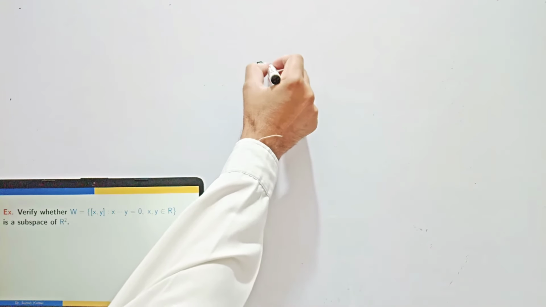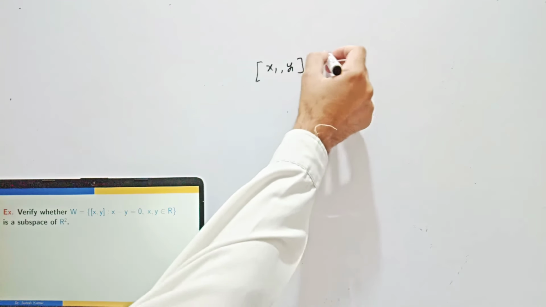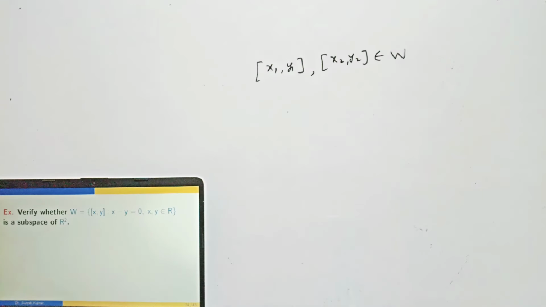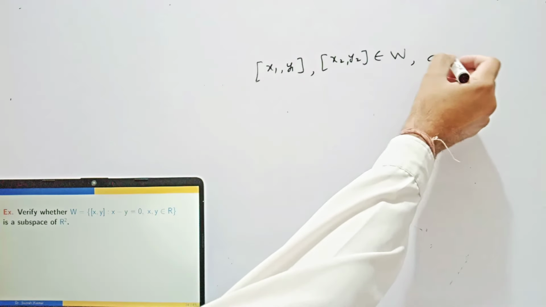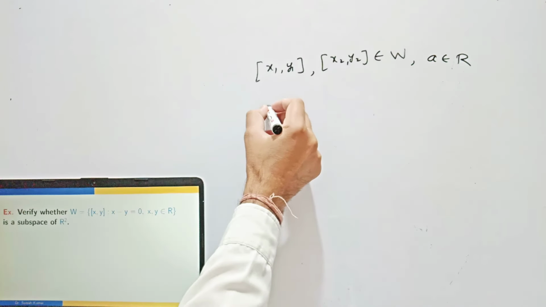Is it a subspace of R2? Again you have to show two properties, vector addition and scalar multiplication. So choose two members from W, (x1, y1) and (x2, y2). Suppose these two belong to W, and choose a real number also, a belongs to R. So what is the addition of these two?